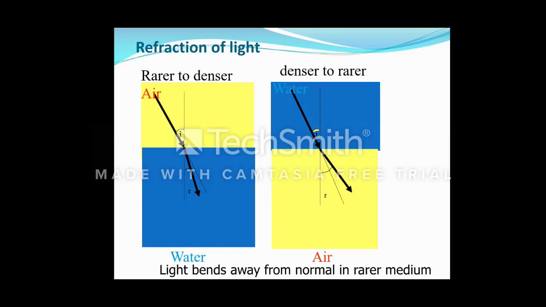As you can see in the diagram, in case of refraction there are two cases. If a ray of light is traveling from a rarer to a denser medium, say from air to water, then it will bend towards the normal. And if a ray of light is traveling from a denser to a rarer medium, for example from water to air, it will bend away from the normal.